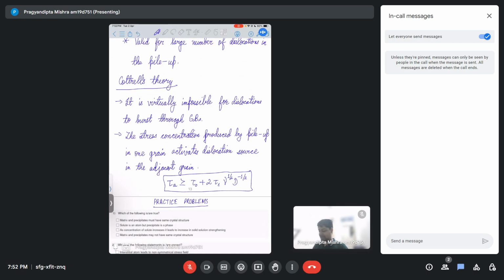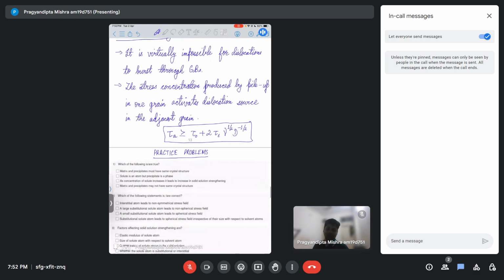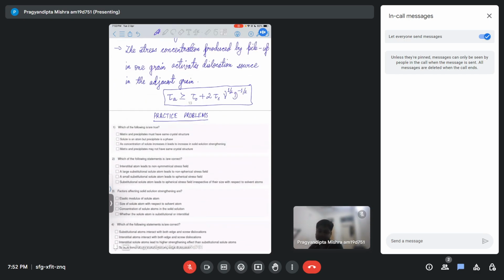So with that, we're coming to the end of theory. Let's move on to some problems. Okay. The first question is, which of the following are true? Matrix and precipitate must have same crystal structure. That is wrong. Solute is an atom, but precipitate is a phase. That is correct. As concentration of solute increases, it leads to increase in solid solution strengthening. Again correct. And matrix and precipitates may not have the same crystal structure. Again correct. So second, third, and fourth options are correct.